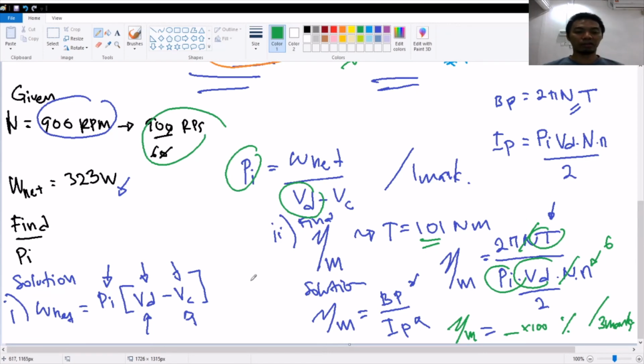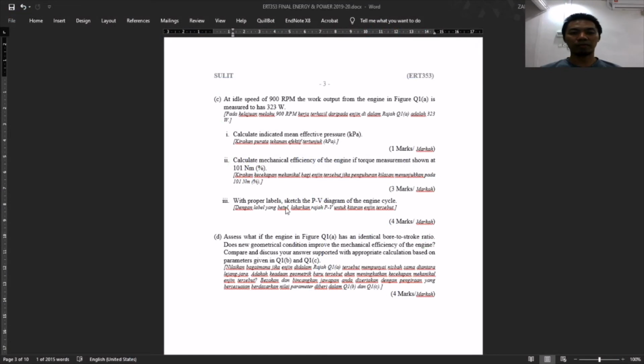And the next, if you look at the question there, next, with the proper labels, sketch the PV diagram of the cycle. Sketch the PV diagram of the cycle. What is the PV diagram of the engine cycle? Basically, you have to know what kind of cycle, what kind of engine that is.